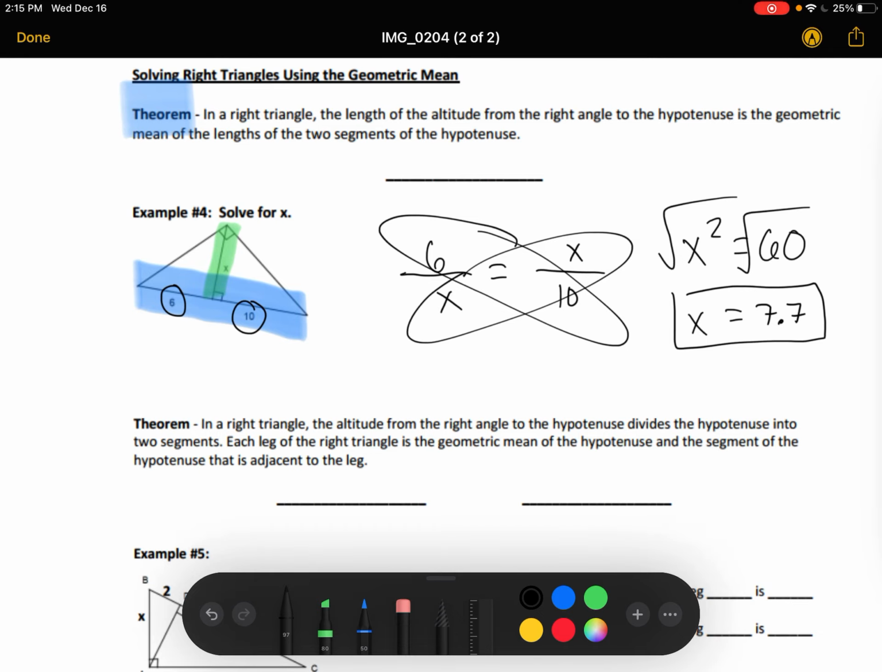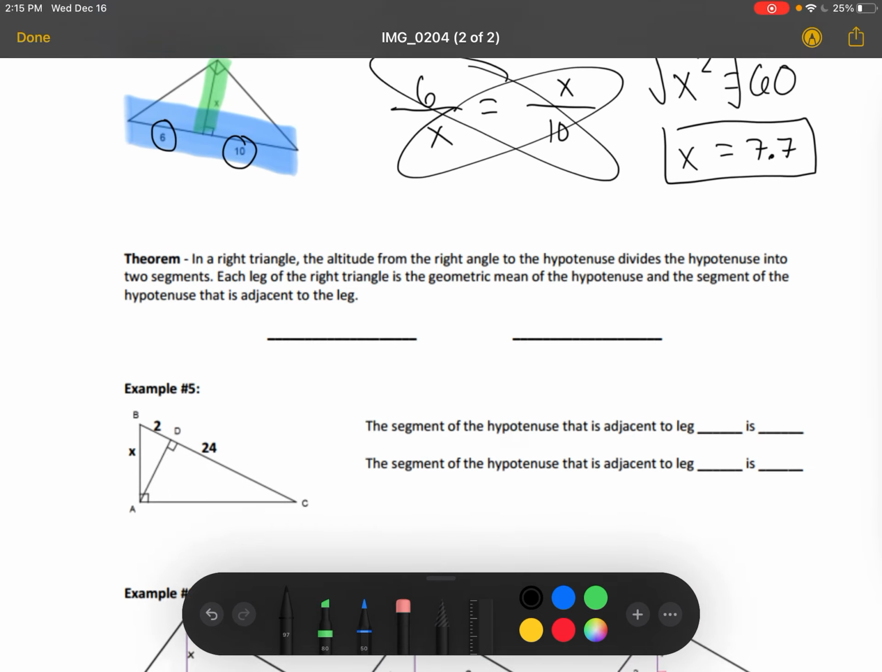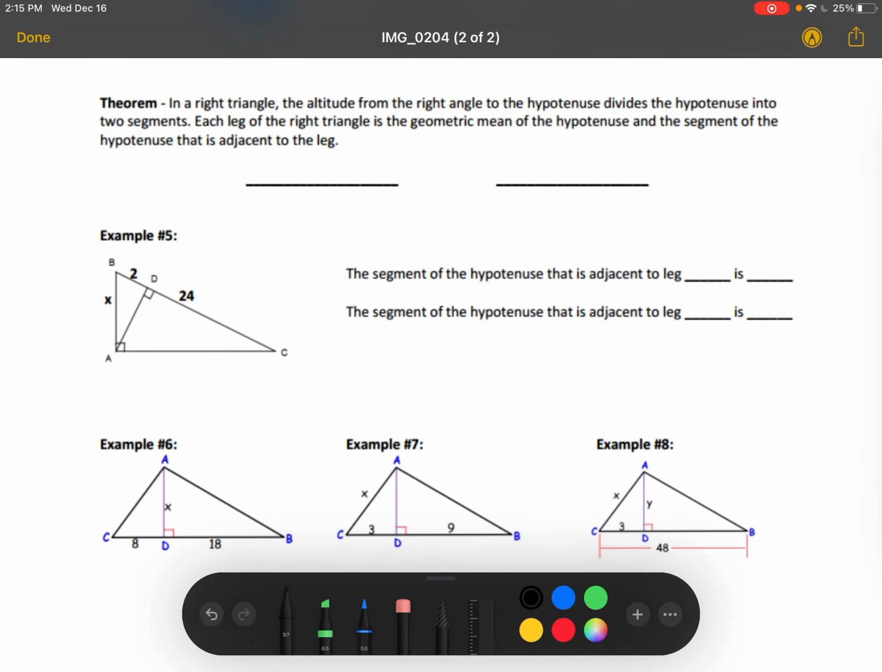Well, that's not the only theorem with our right triangles here. Additionally, in a right triangle, the altitude from the right angle to the hypotenuse divides the hypotenuse into two segments. Each leg, and again, remember, the legs are the other sides of the triangle, is the geometric mean of the hypotenuse and the segment of the hypotenuse that is adjacent to that leg, or next to that leg. So it's telling us that the leg is the geometric mean.